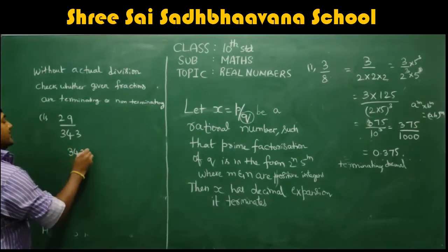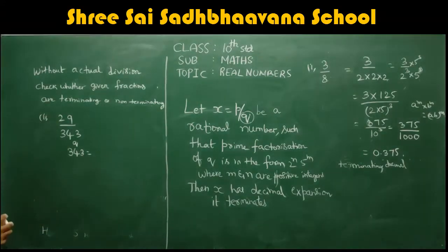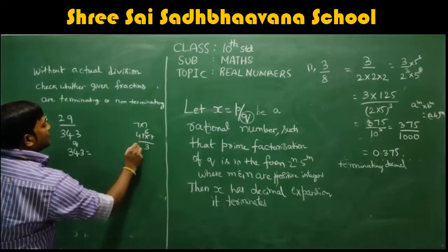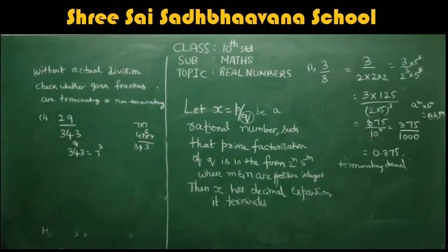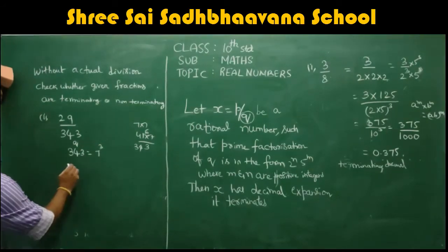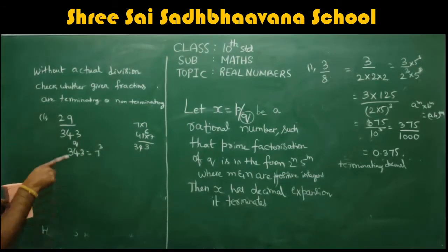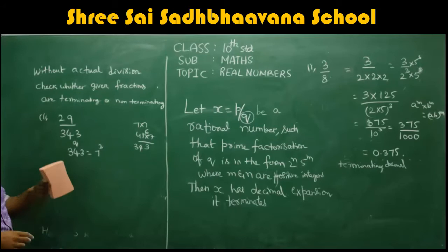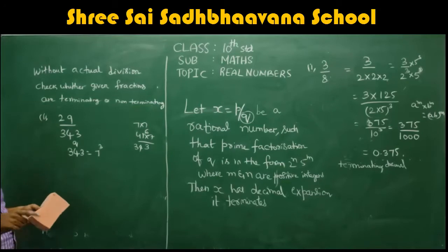Now here 343 is the q, the denominator. So 343 can be written as 7 sevens are 49, 49 into 7: 7 nines are 63, 7 fours are 28, plus 6, 34. So it is 7 cube, isn't it? 7 into 7 into 7 will give you 343. So the prime factorization of q is not in the form of 2 power m into 5 power n. Do you have 2 at least? Do you have 5 at least? No. We do not have 5. In the prime factorization, we have only 7.